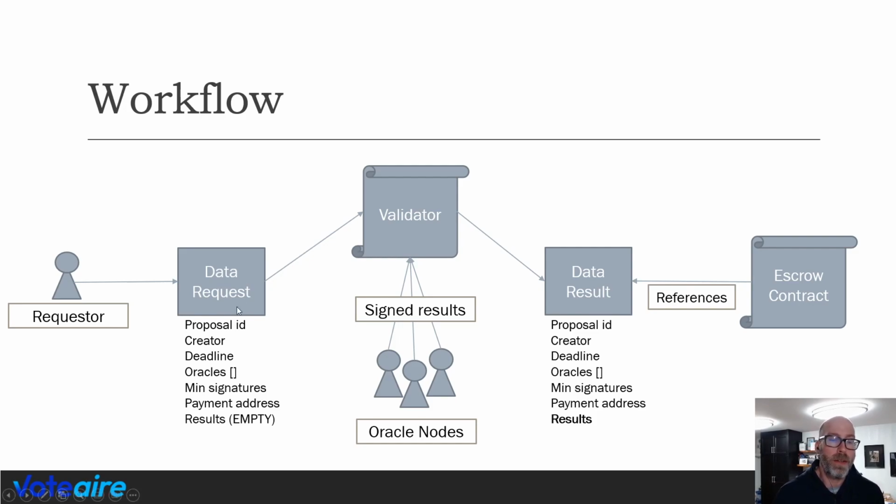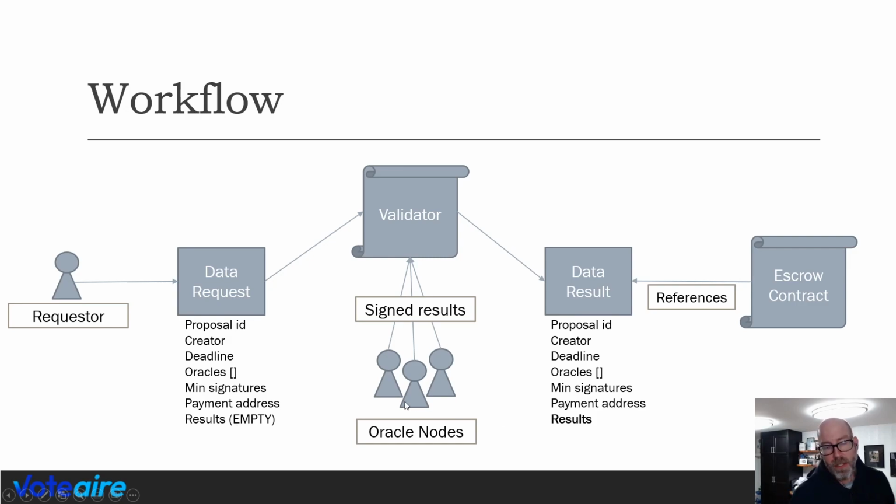min ADA back if they want to, a deadline after which they can request their funds back, a list of oracles that the requester trusts to count the ballot, the min number of signatures that you require, so the minimum number of agreeing oracles from this list, a payment address. This is really for future functionality where we expect these oracles will want to be incentivized, and then a results field, which starts out empty because it's just a data request.